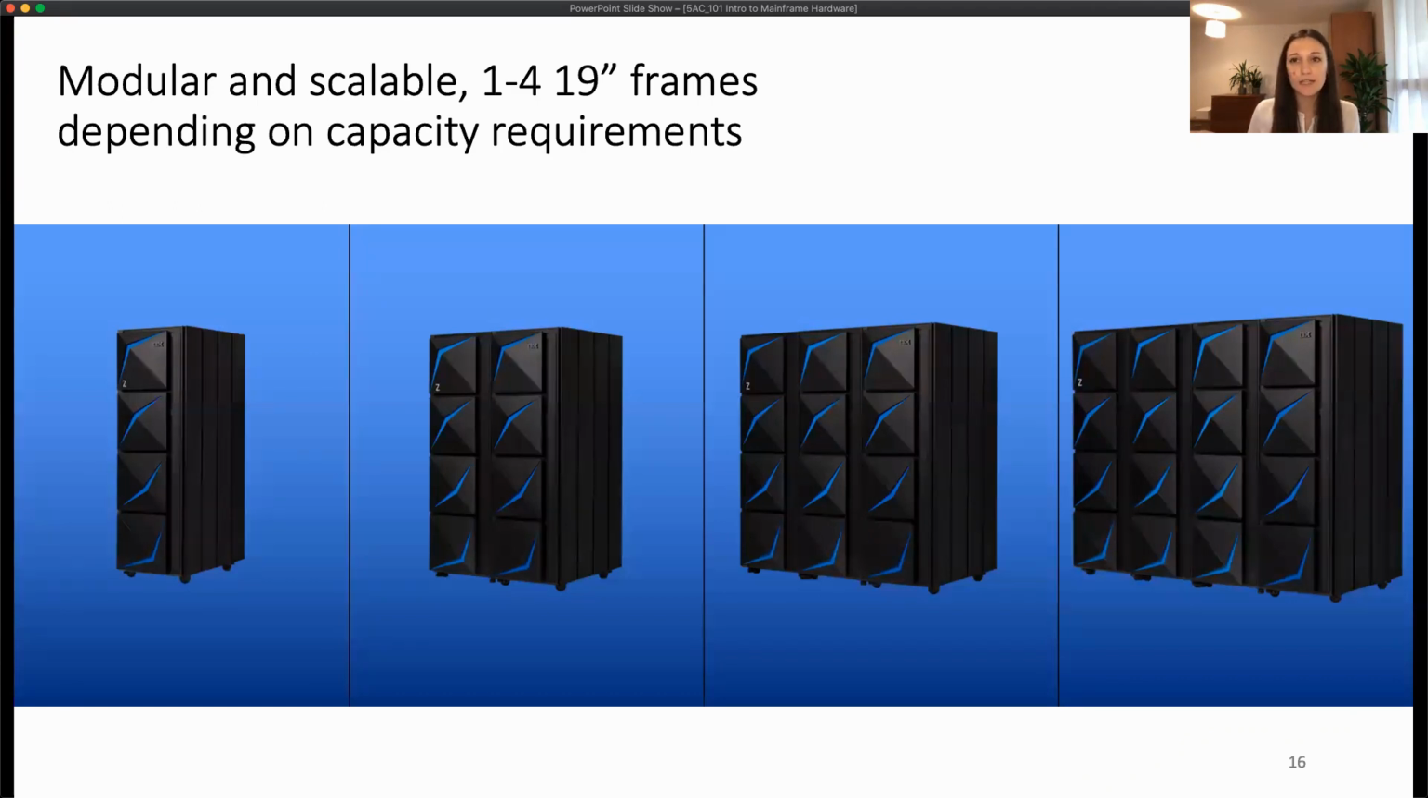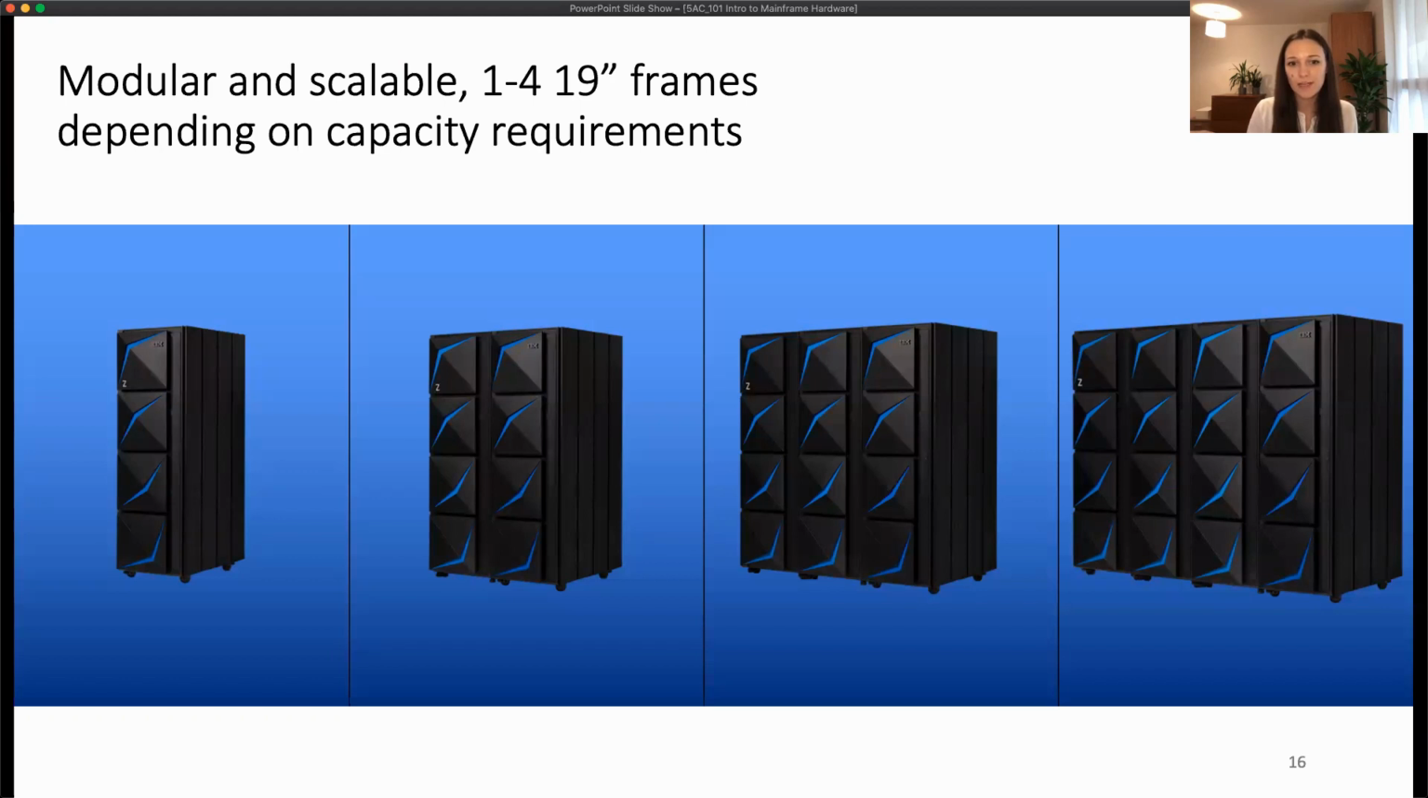So here we see the different sizes for the Z15 mainframe. So based on your configuration, you can have from 1 to 4 frames. And today, the mainframe sizing follows standard data center design. So it's standardized hardware design, making one frame 19-inch wide. And this means that the mainframe can actually stand with all the other hardware that follows that standard design in the data center. So it can stand with storage and with the other servers.